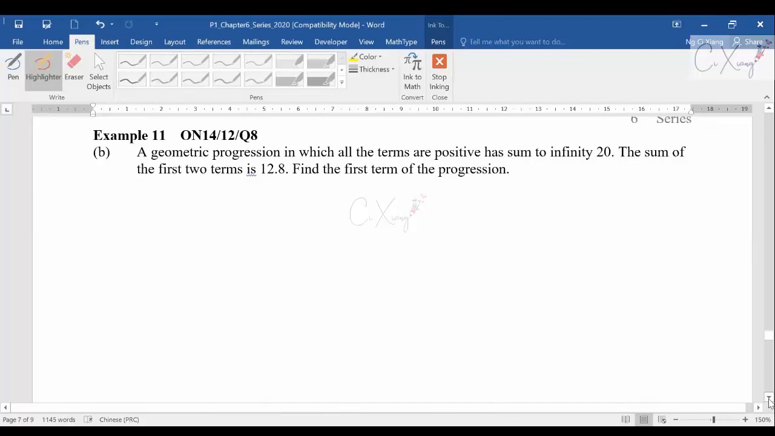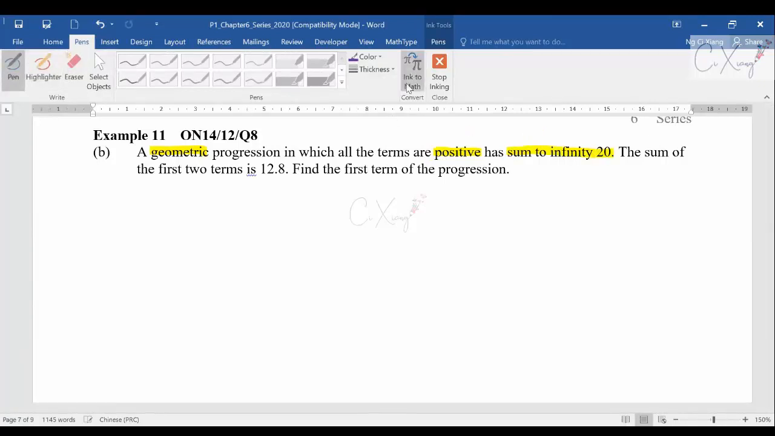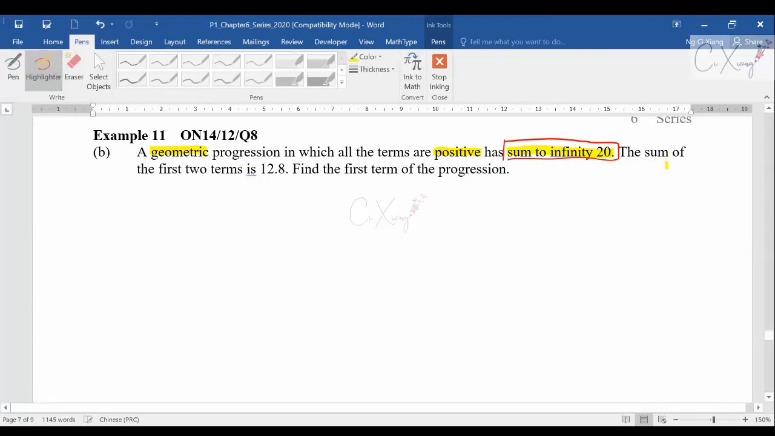Okay, so let's have a look at example 11. Again, this question already tells you that you have a geometric progression, and all terms are positive. So remember that you have all positive terms. It has sum to infinity 20. This is the first piece of information, which is very useful. The second piece of information is that the sum of the first two terms is 12.8. This is the second important piece of information as well.